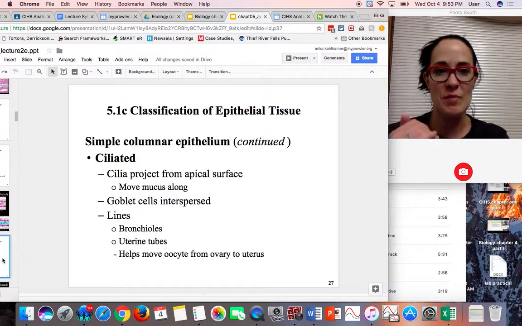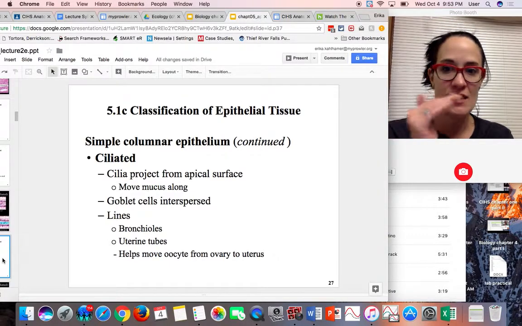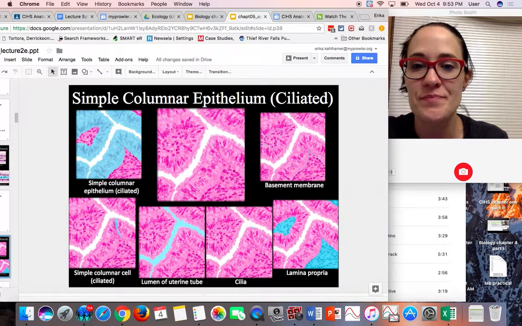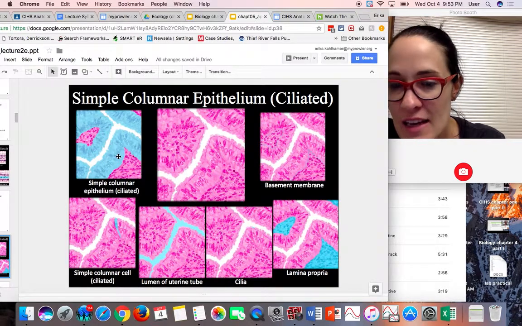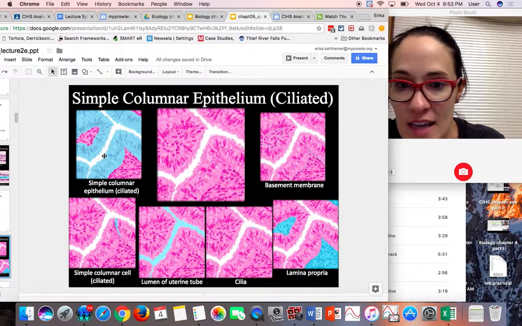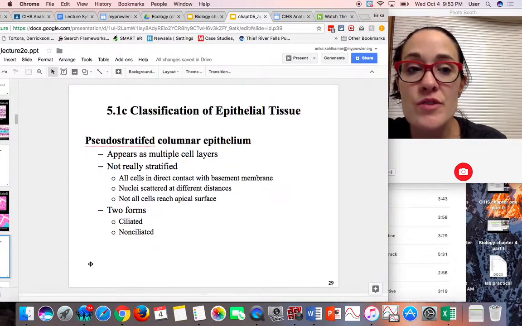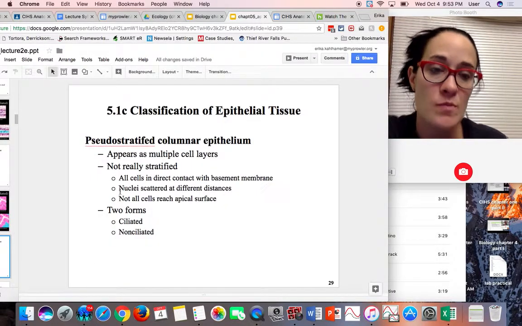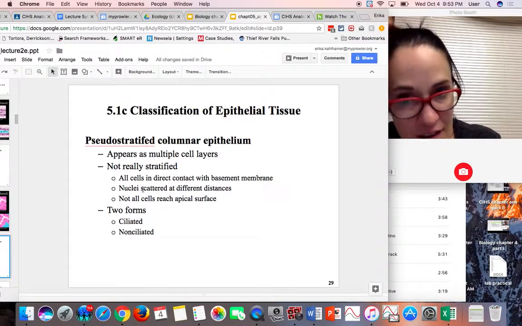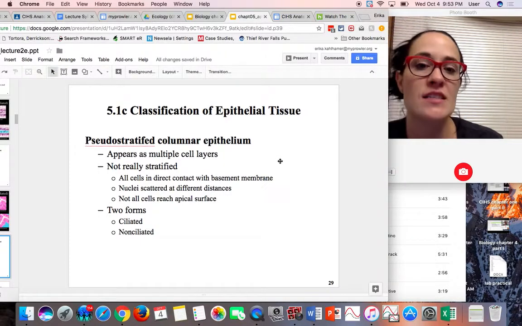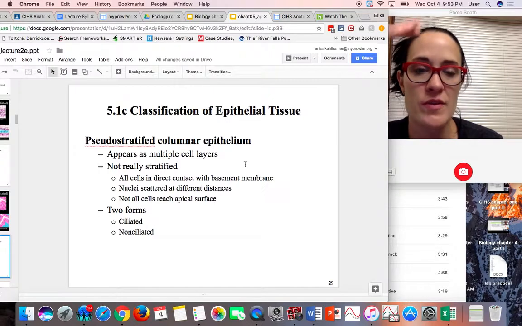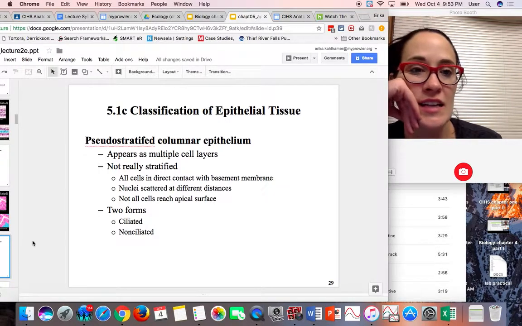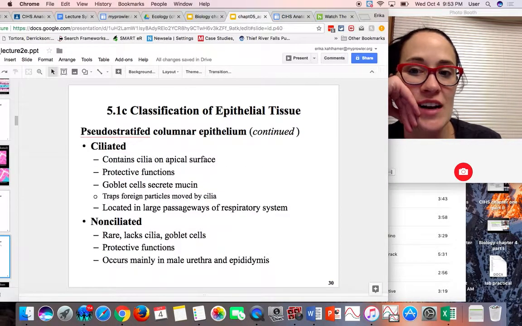You can look at pictures of that. You can see the cilia doing that. And here is the simple columnar, and there's the cilia on the outside. Cool. All right, pseudostratified, again, appears like it's multiple layers, but it's actually one. All the cells have direct contact to the basement membrane. They have an apical surface, but their nucleus is at different levels. Again, we're going to see it ciliated or non-ciliated.